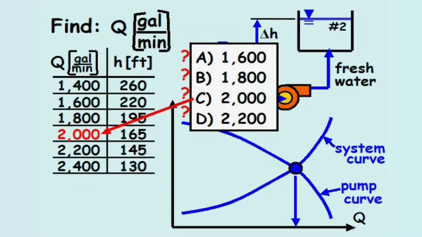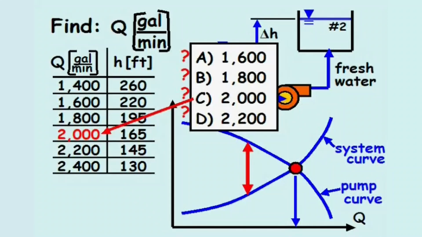If we evaluate 2,000 gallons per minute, and the head loss in the system equals 165 feet, then 2,000 gallons per minute is the correct answer. However, if the system head at 2,000 gallons per minute is greater than 165 feet, then the actual flow rate is less than 2,000 gallons per minute. And if the system head at 2,000 gallons per minute is less than 165 feet, then the actual flow rate is more than 2,000 gallons per minute.